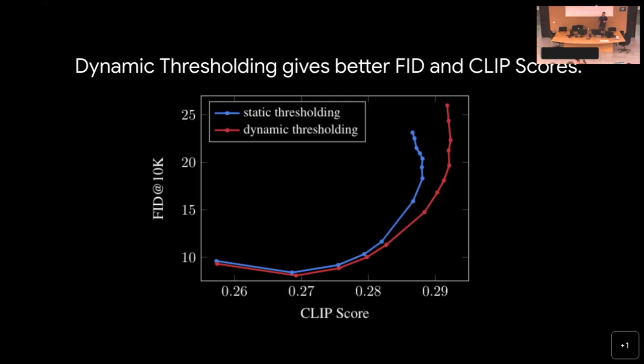So something that can work better in some cases is dynamic thresholding. What we do instead is we calculate a percentile. Maybe we take the 99th percentile of the absolute values of our pixel values, and then we rescale the whole image so that 99% of the values are again within the range that we know the original image was in. And so this gives you the red curve, which is strictly better than the blue curve in this case.